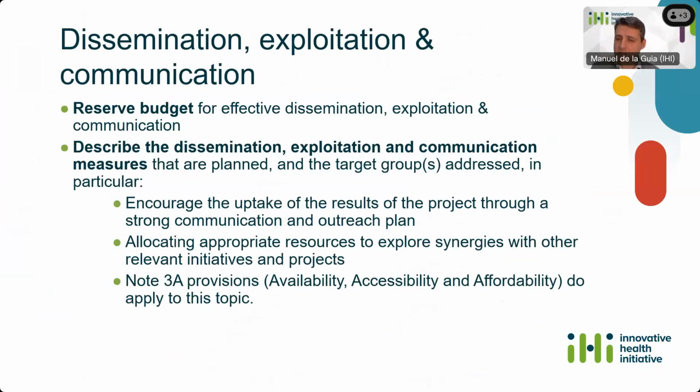Describe the dissemination, exploitation, and communication measures that are planned and the target groups addressed, in particular, encouraging the uptake of the results of the project through a strong communication and outreach plan, and allocating appropriate resources to explore synergies with other relevant initiatives and projects, as we already mentioned. Just take into account that the 3A provisions, availability, accessibility, and affordability, do apply to this topic when preparing your dissemination, exploitation, and communication plans, but also when preparing your proposal in general.